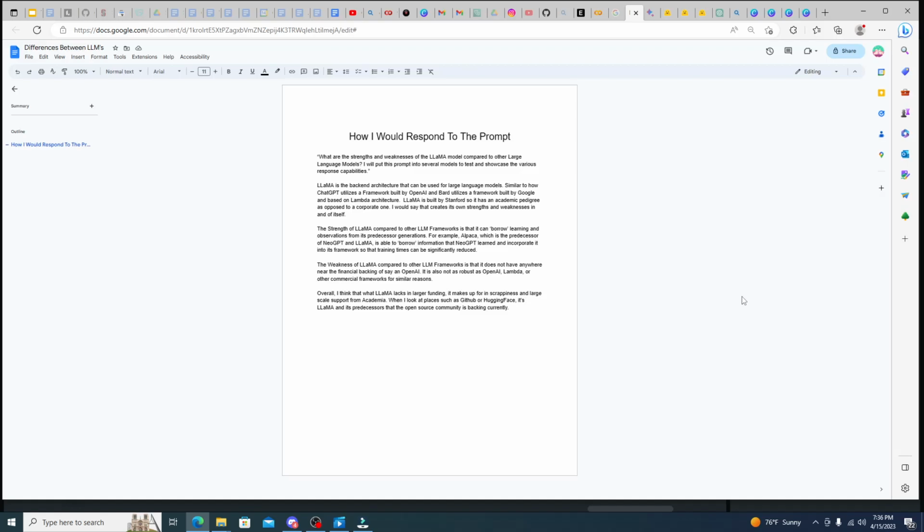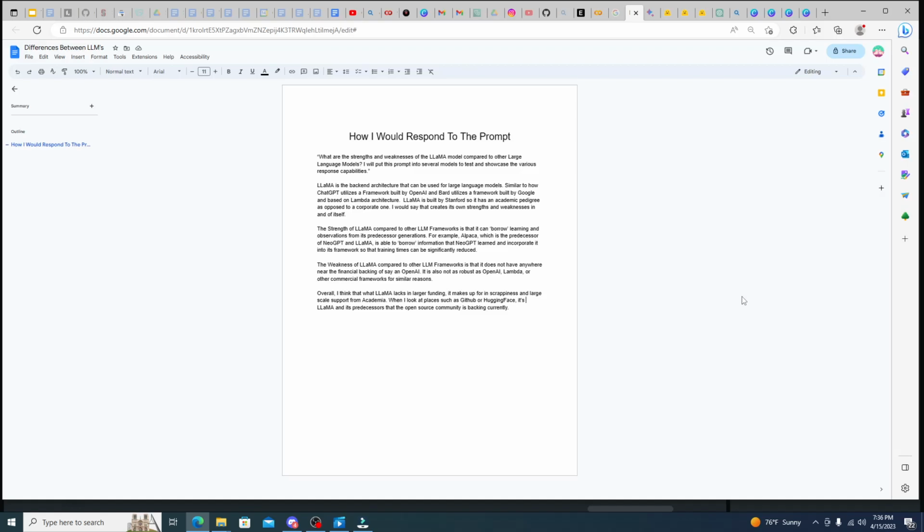What are the strengths and weaknesses of the Llama model compared to other large language models? I'll put this prompt into several models to test and showcase the various response capabilities. My response would be, Llama is the back-end architecture that can be used for large language models, similar to how ChatGPT utilizes a framework built by OpenAI and Bard utilizes a framework built by Google and based on Lambda architecture. Llama is built by Stanford, so it has an academic pedigree as opposed to a corporate one. I would say that this creates its own strengths and weaknesses in and of itself.